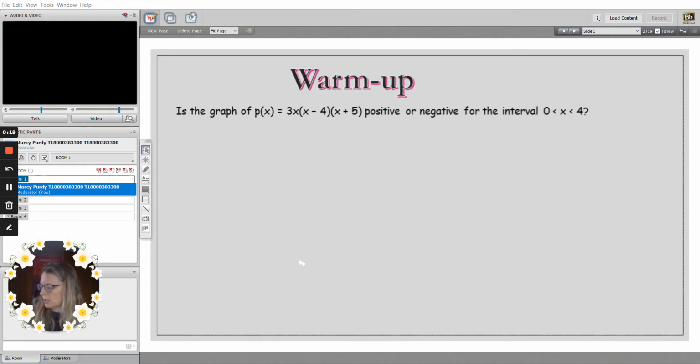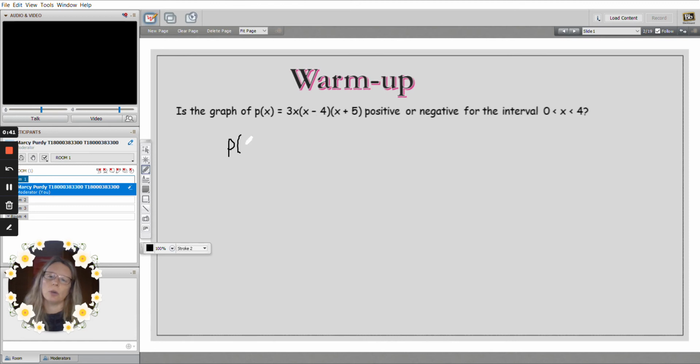So what you needed to do here was plug a number in from 0 to 4, and it really doesn't matter what number you plug in as long as it's not 0 and as long as it's not 4 and as long as it is between the two. So it does have to be between the two numbers 0 and 4. So 1 would be an easy one for us to use.